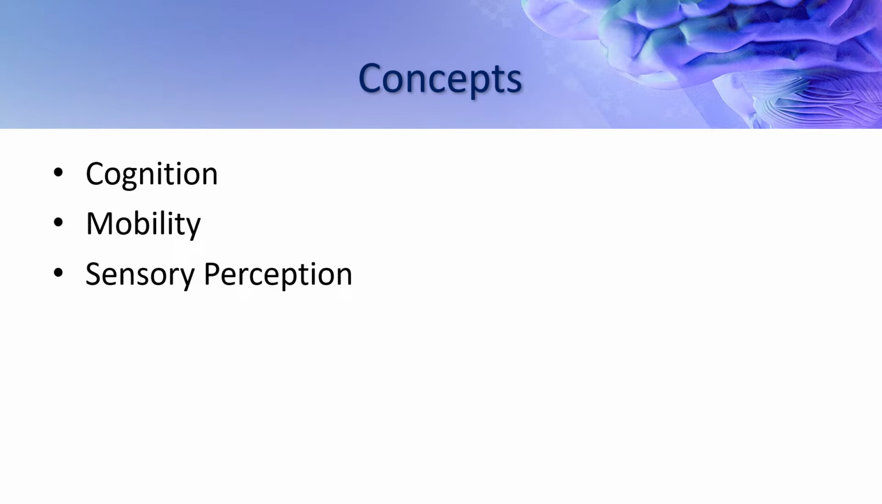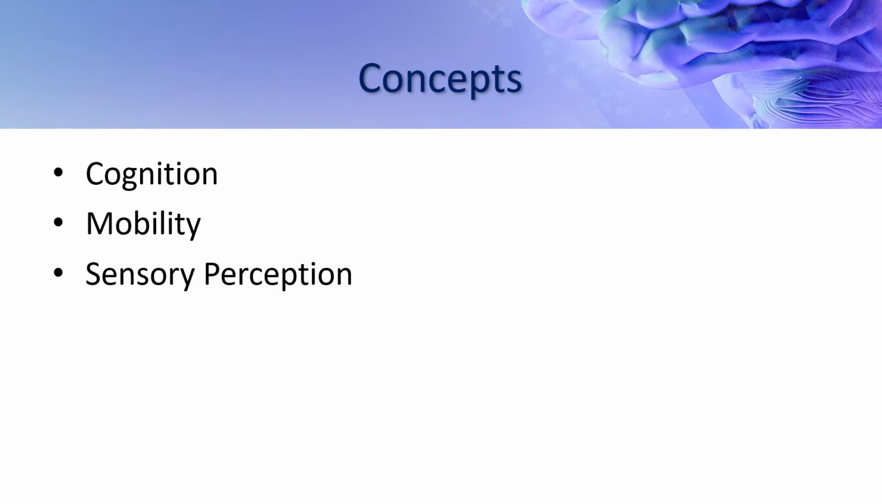The health concepts covered in this chapter include cognition, mobility, and sensory perception. Cognition is their reasoning, their learning, their memory, and their personality. This is how they receive, process, and share information. So you'll not only be looking at how they receive the information you give them and their level of understanding, but also are they able to correctly share information with you? Do they answer your questions with the correct words or words that you can understand?